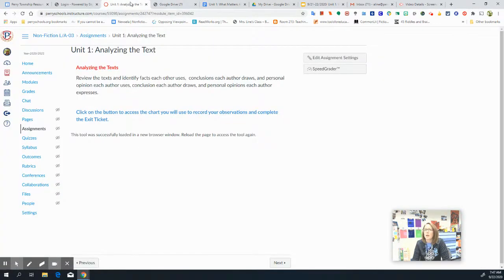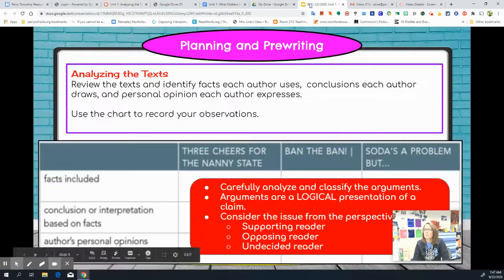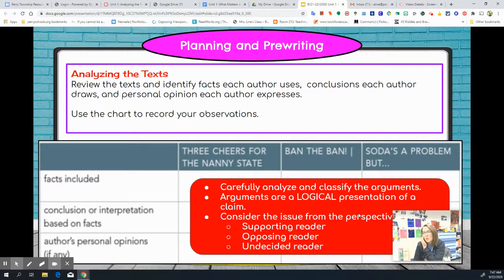And let's go back. So things that you want to look at, you're going to carefully analyze and classify the arguments. Are they logical? Presentation of the claim. So again, looking at their conclusions that they're drawing. Are they logical conclusions, or are they kind of blowing it out of the water? So this is what you're going to be working on.